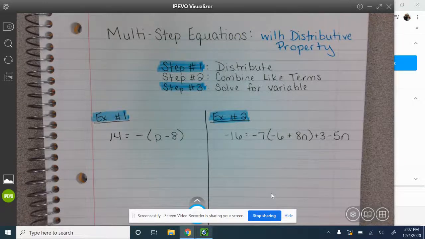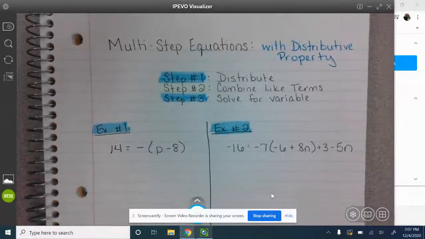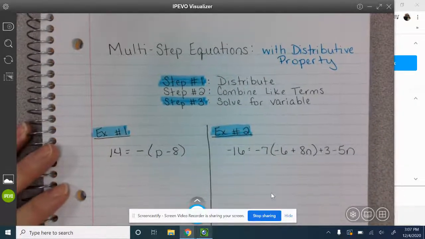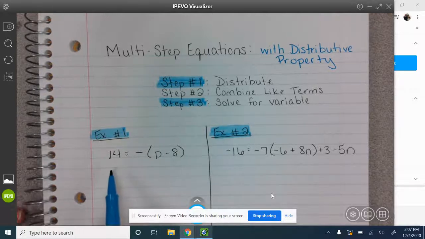Today we're going to look at multi-step equations when we need to use the distributive property. So just like multi-step equations with just our variables on one side, step 1 is going to be to distribute, step 2 combine like terms, and step 3 we're going to need to solve for the variable. Okay? So the first thing we're going to do is look at my first equation.